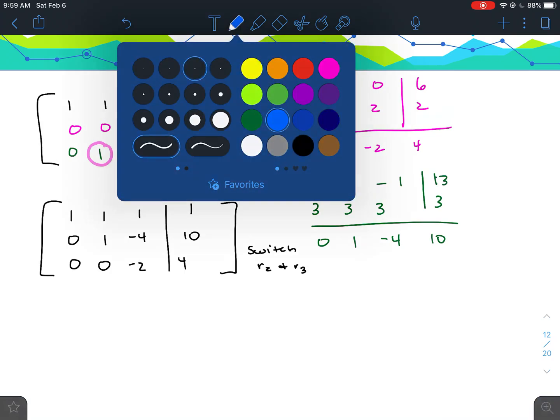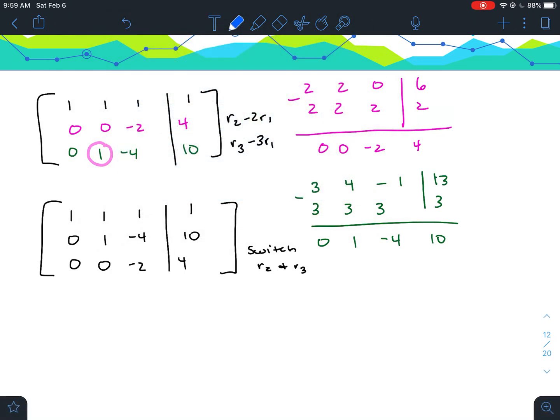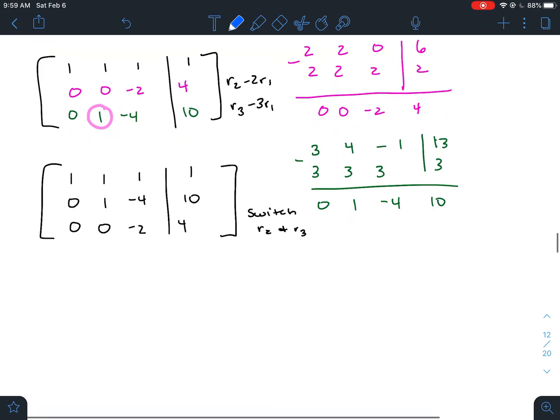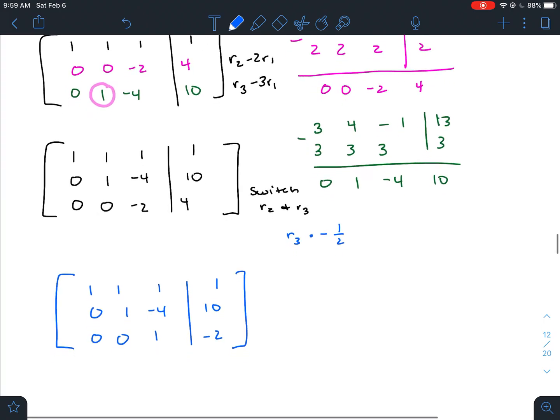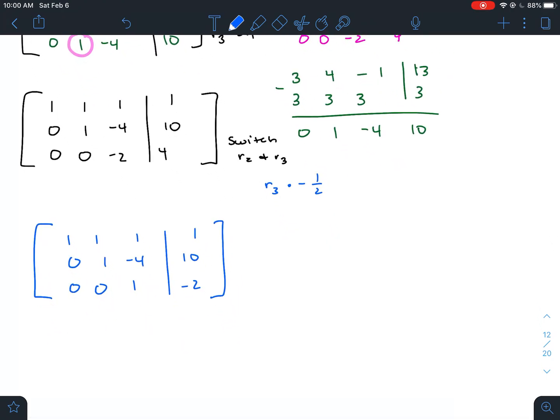Well, remember, we can do a scalar multiple. So if I multiplied everybody in that last row by negative a half, so if I took row 3 times negative a half, then I would get that last entry to be 1. So now my matrix would be 1, 1, 1, and 1, 0, 1, negative 4, and 10, and 0, 0, multiply by negative a half, and I get 1 and negative 2.